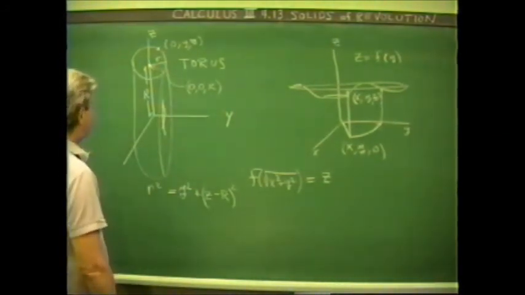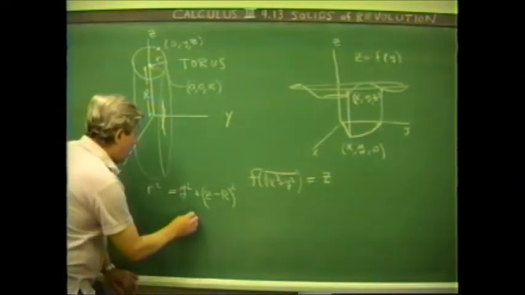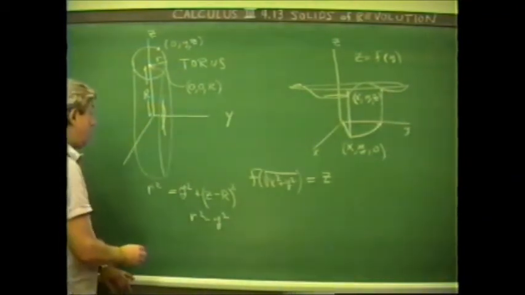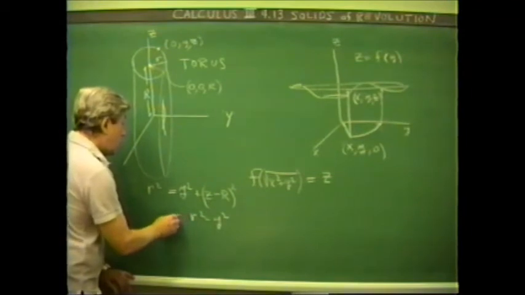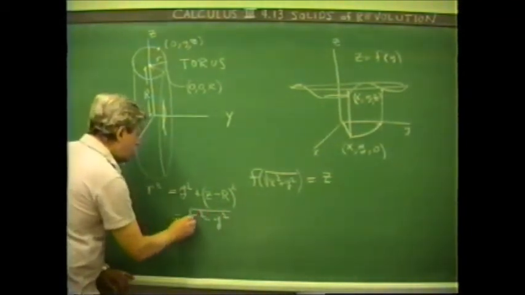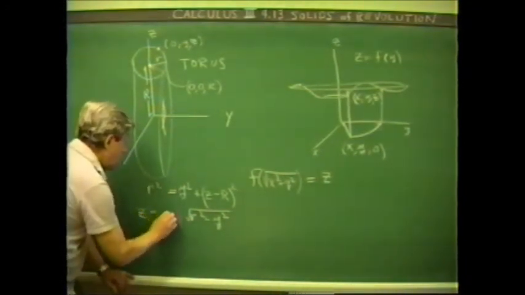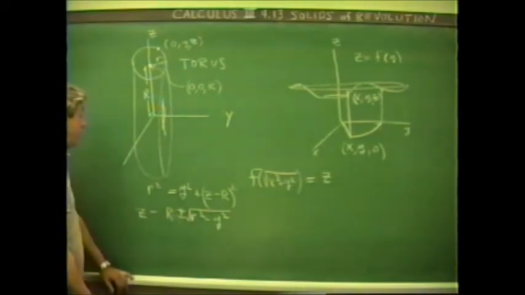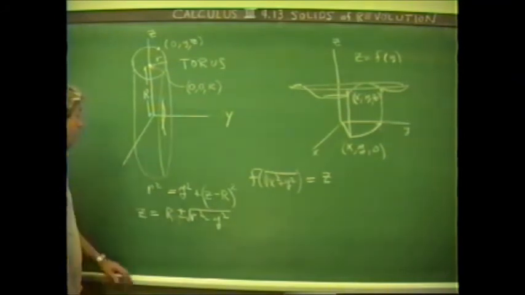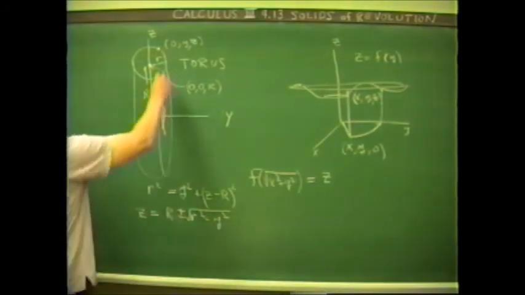Or if you want, if we take a look at r squared minus y squared, this is equal to (z minus capital R) squared. So the square root of this is z minus capital R, plus or minus the square root of it is z minus capital R. So z must be equal to capital R plus or minus the square root of little r squared minus y squared for this point to get on here.